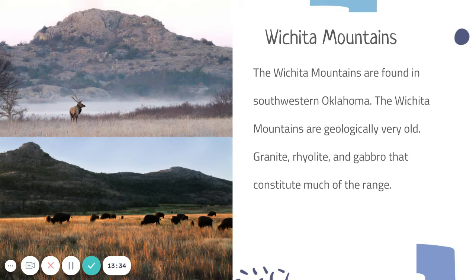And so what can you find in this area? Well, you can find different types of minerals and different types of elements in this region. Granite, gabbro, we see this. But we also have a wildlife refuge in this area. If you've ever been to the wildlife refuge, what do you find?